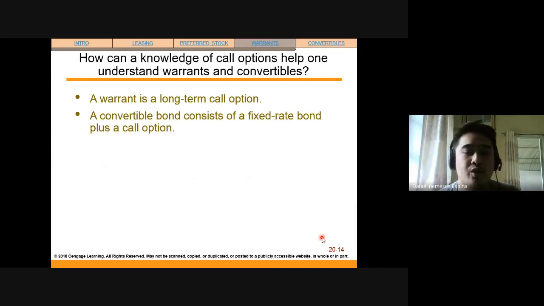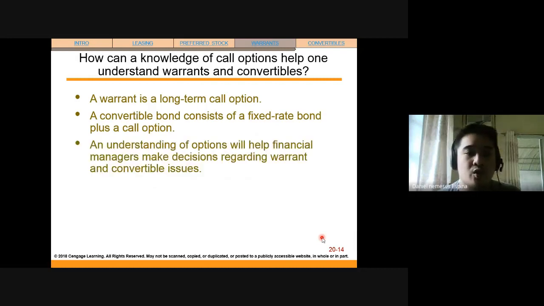A convertible bond. So convertible bonds are bond contracts with options that you can convert into common shares, or perhaps a preferred stock that can be converted into common shares. So we call them convertibles. So the convertible bond consists of a fixed rate bond plus a call option. So understanding of options will help financial managers make decisions regarding warrant and convertible issues.